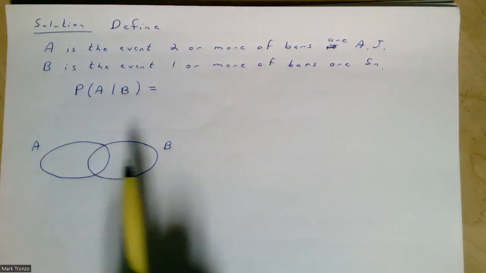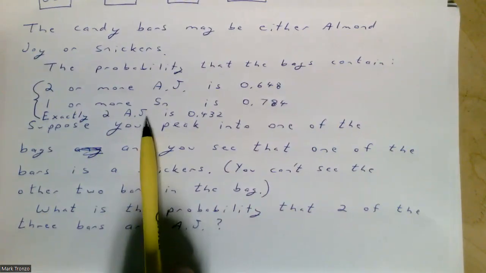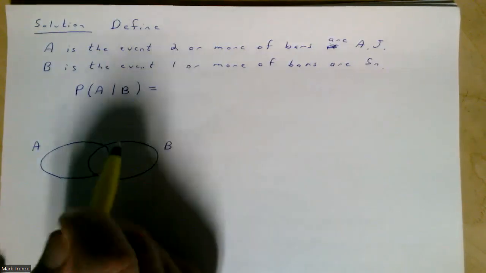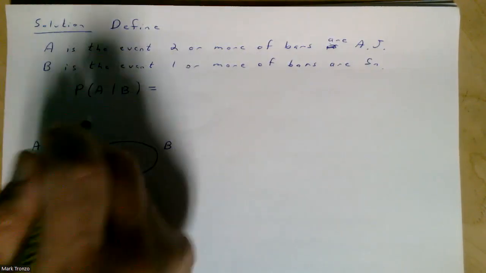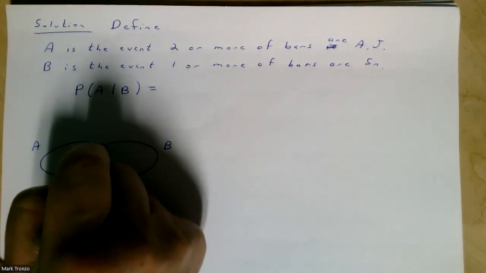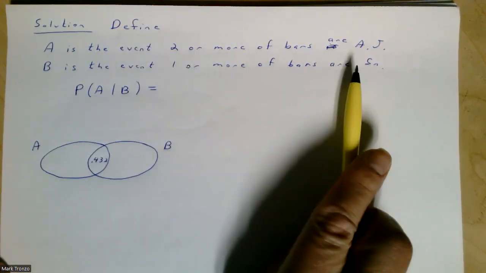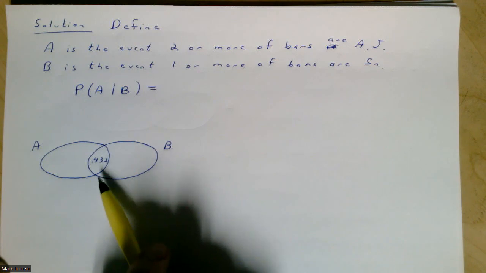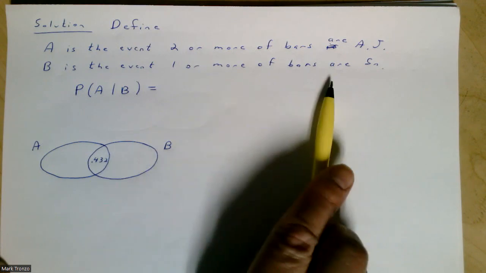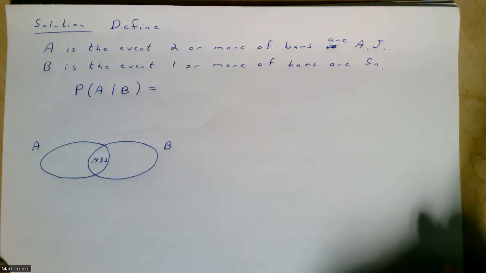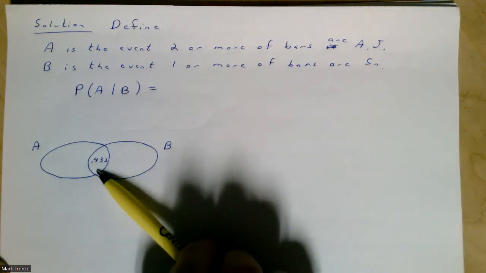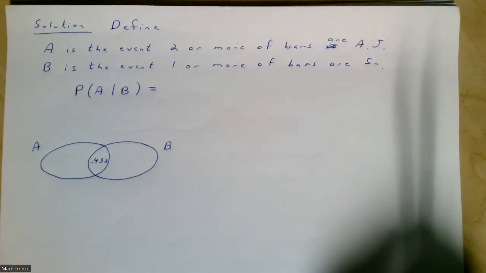So we know, exactly 2 Almond Joys would actually be this intersection right here, wouldn't it? This would be 0.432, because that'd be the case where we had 2 or more Almond Joys and 1 or more Snickers. Of course, what that really means is we have 2 Almond Joys and 1 Snickers, so that'd be that there.